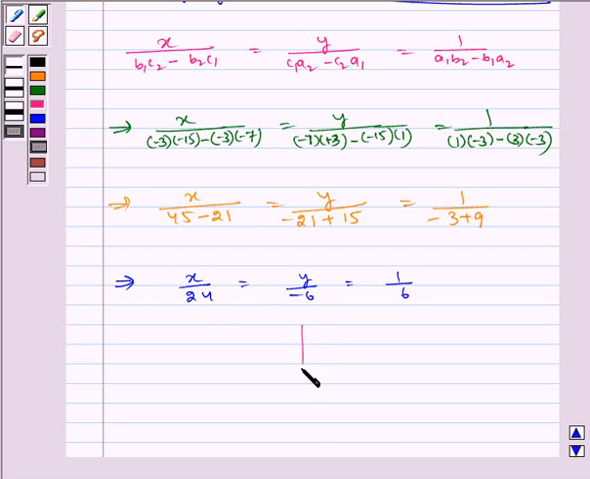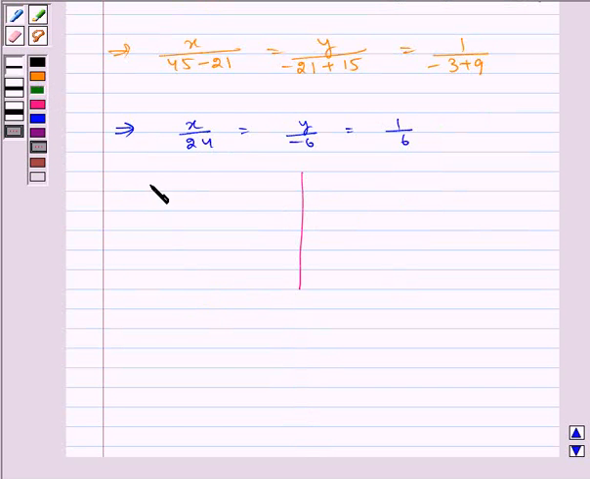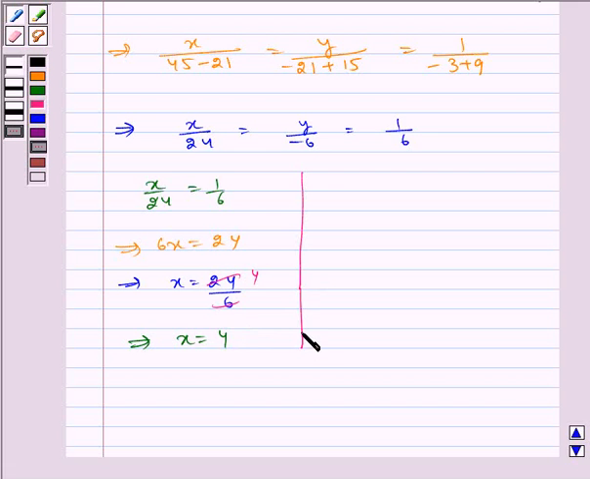Now, x by 24 is equal to 1 by 6, which implies 6x is equal to 24, which implies x is equal to 24 by 6. This gets cancelled by 4, so it implies x is equal to 4. Now, similarly, y by minus 6 is equal to 1 by 6 which implies 6y is equal to minus 6 which implies y is equal to minus 6 by 6. This and this get cancelled, so it implies y is equal to minus 1.